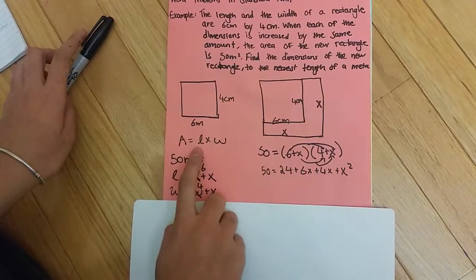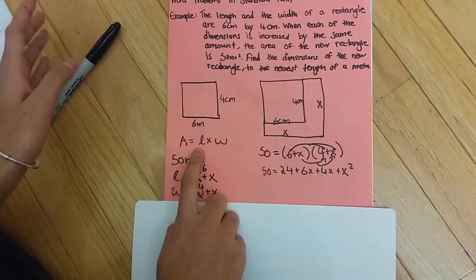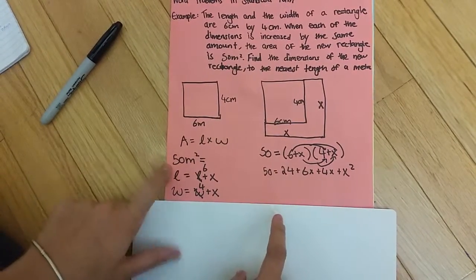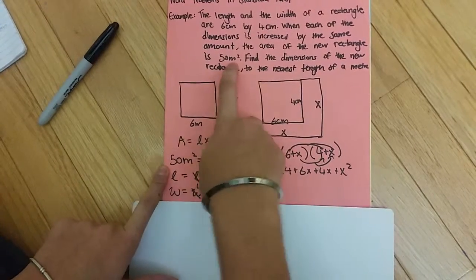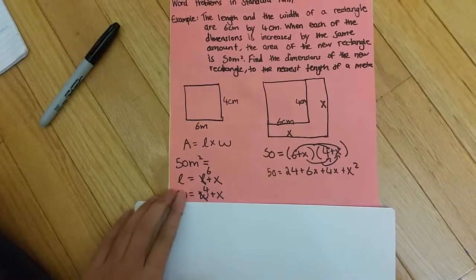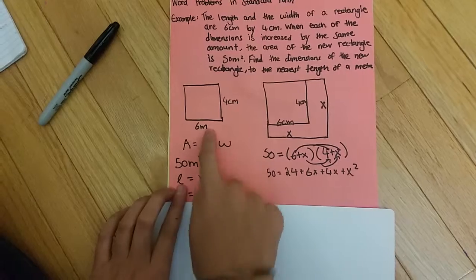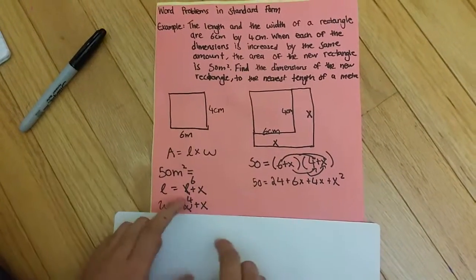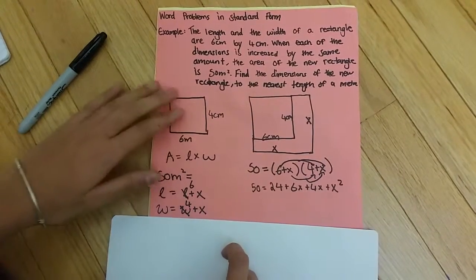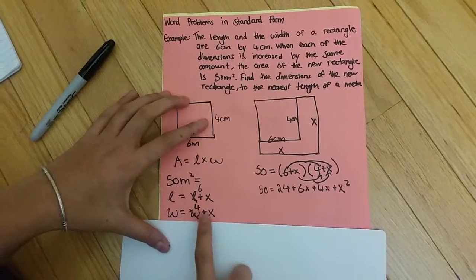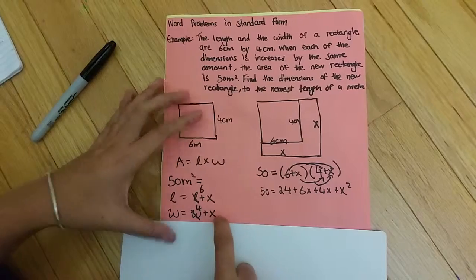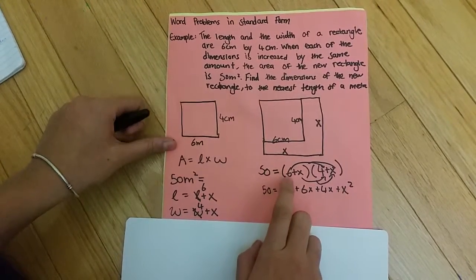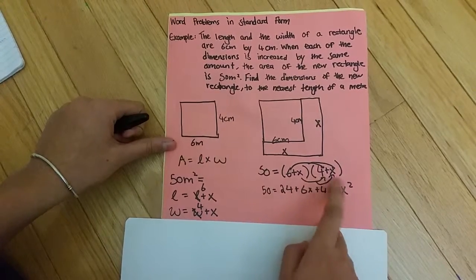Okay, so we know our equation or formula for area is length times width. And the area is already given to us in the problem, which is 50 meters squared. So our length, which is 6 centimeters, the formula for this will be 6 plus x. And for the width, which is 4, it will be 4 plus x. So put it all together and we get 50 equals (6 plus x)(4 plus x).